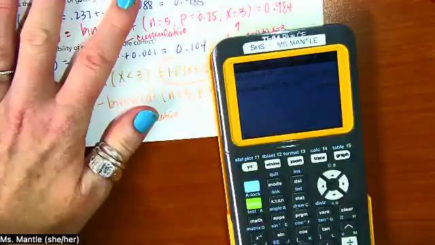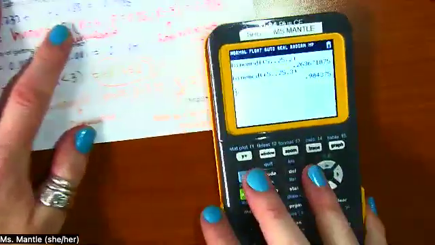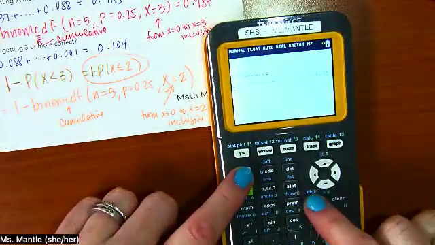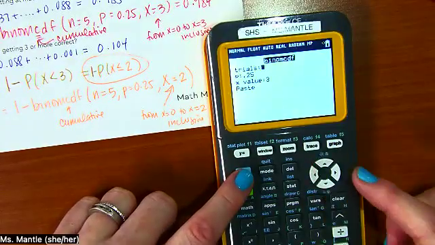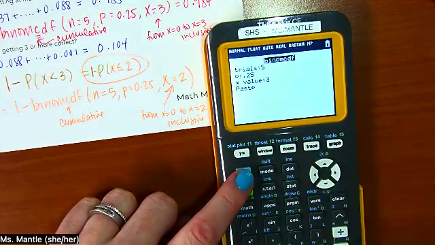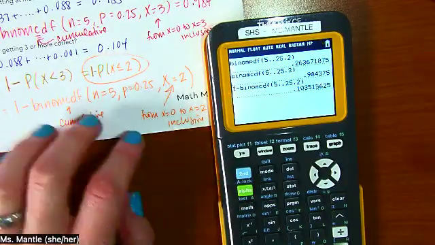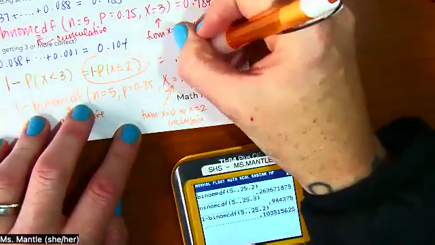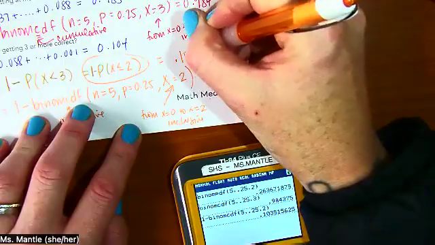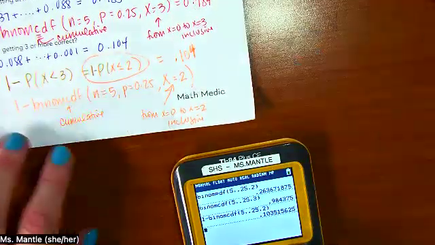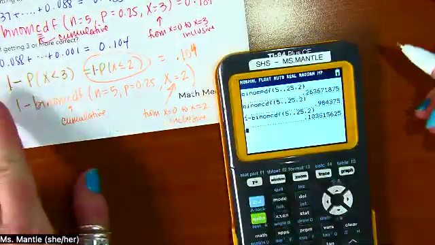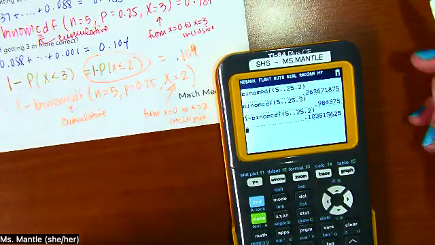So let's do that. We're going to get 1 minus second vars. We're going to go to the CDF, and we're going to change this to 2. So we get 0.104. So you get the same values, but you can use the calculator for this.